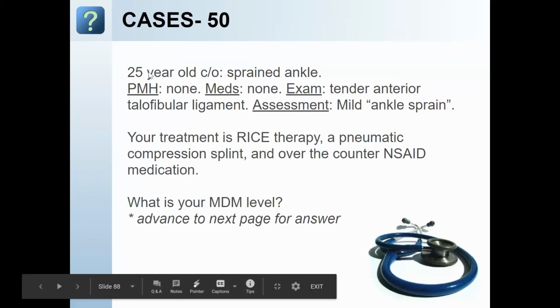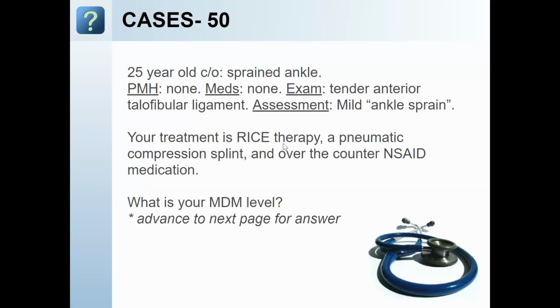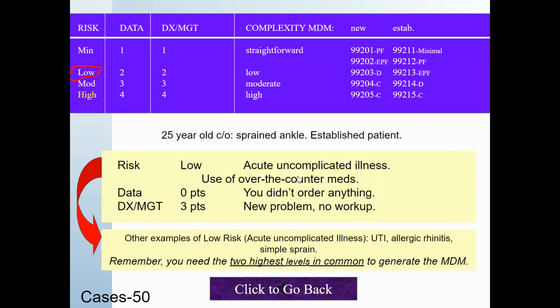So here we are back with a 25-year-old who comes in with a sprained ankle. You're going to use RICE therapy, a compression splint, and over-the-counter nonsteroidal medication. So what's your level of MDM here? With this, we have an example of low risk. Why? Because we are using over-the-counter medication. The data is 0. We didn't order anything. The diagnostic management decision-making is 3 points. Why? Because it's a new problem, but no workup is needed. I don't need to do an x-ray on the ankle. He can put weight on it. I don't need to x-ray it.